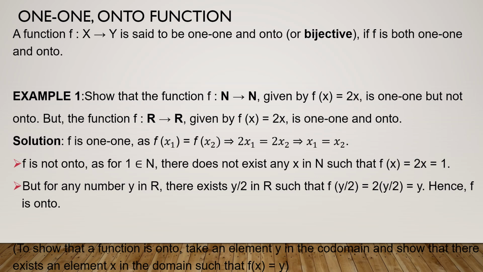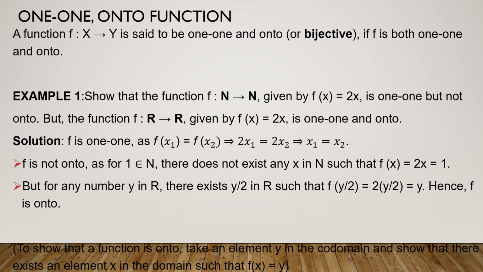Why? For showing it is not onto, you can give one counter example. For 1 belonging to N, there does not exist any x in N such that f(x) = 2x = 1. Remember, this N is your codomain or range. So if you have the element 1 in your range, can you say any 2 into any natural number will give you 1? No. 2 into any natural number will not give you 1. So you will not have any element in your domain such that its image is 1. So it is not onto.